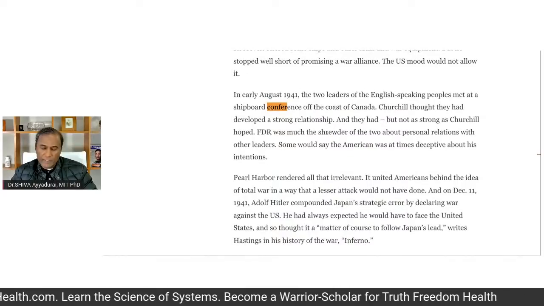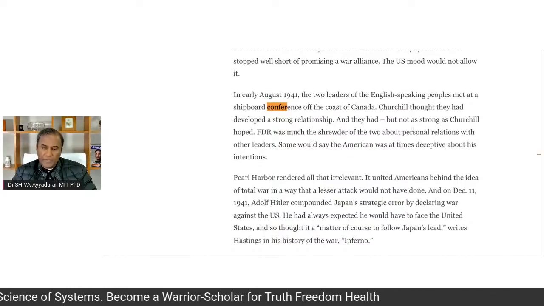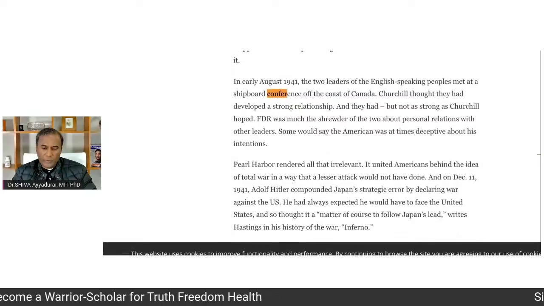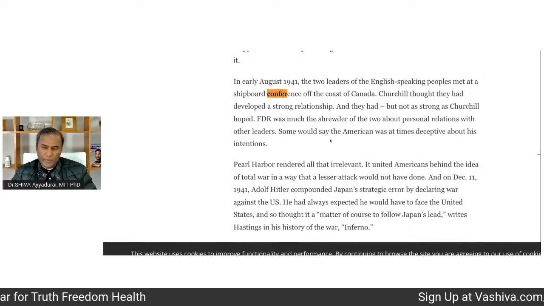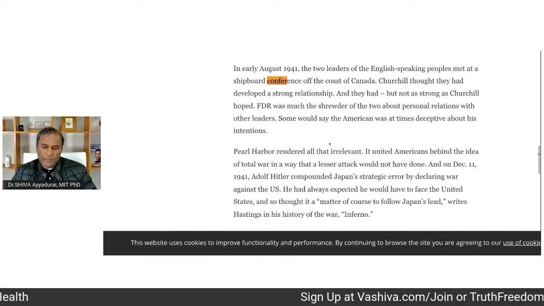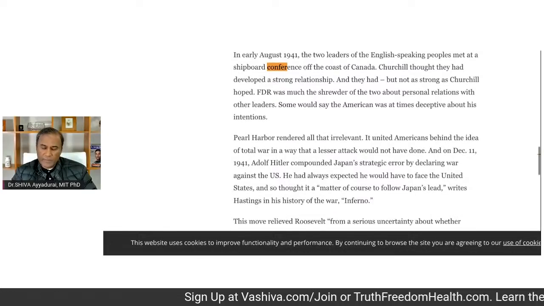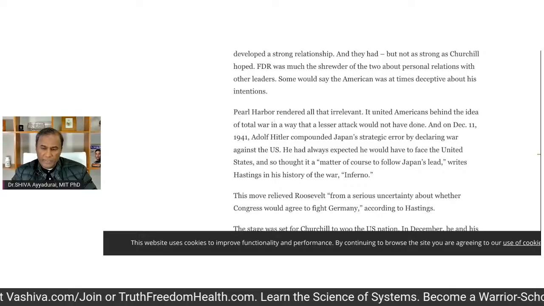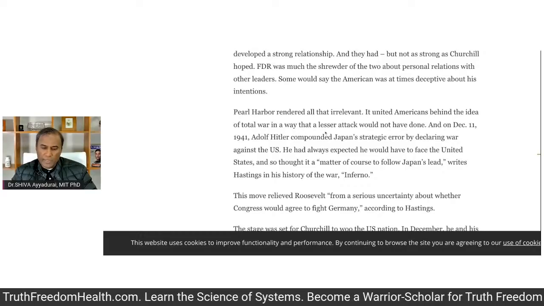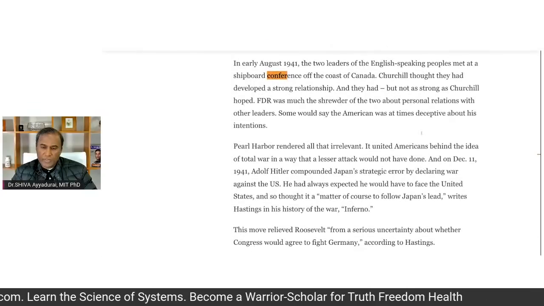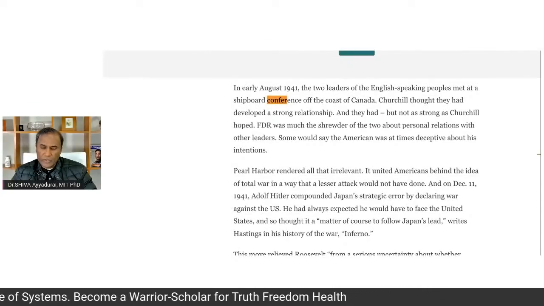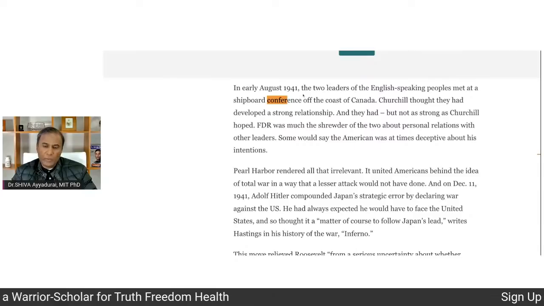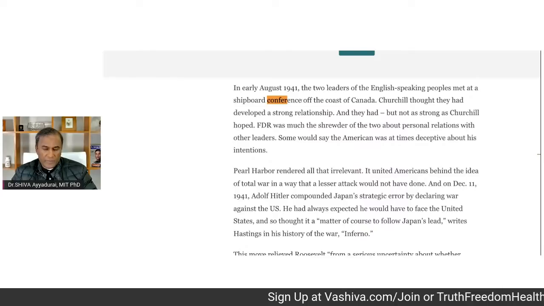Churchill thought they had developed a strong relationship, and they had, but not as strong as Churchill hoped. FDR was much shrewder of the two about personal relations with other leaders. Some would say the American was at times deceptive about his intentions. Pearl Harbor rendered all of that irrelevant. Okay, it united Americans behind the idea of a total war in a way that a lesser attack would not have done. So here is Churchill meeting at the shipboard conference in August of 1941 with FDR, trying to get him to participate in World War II.